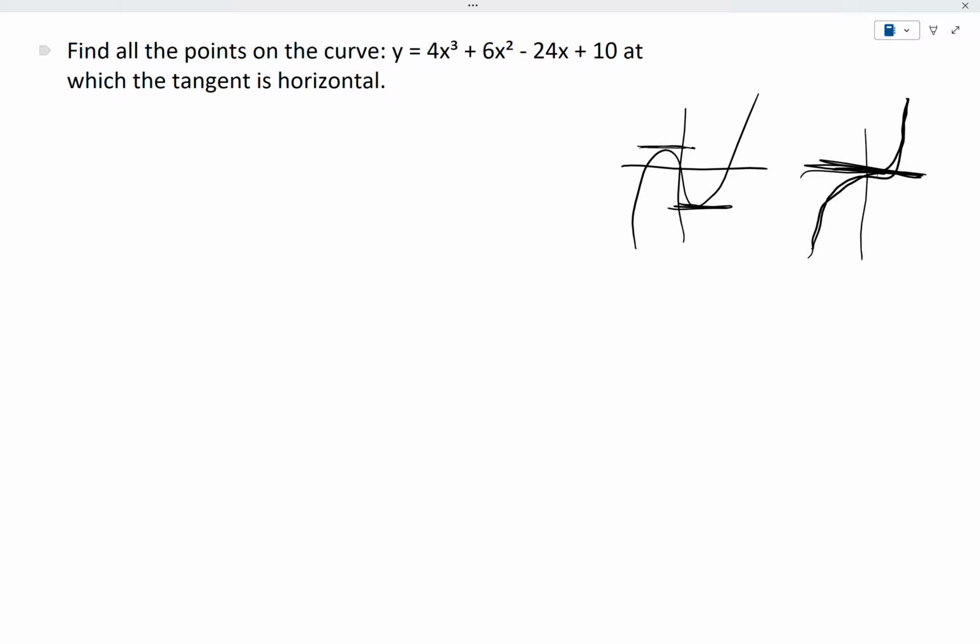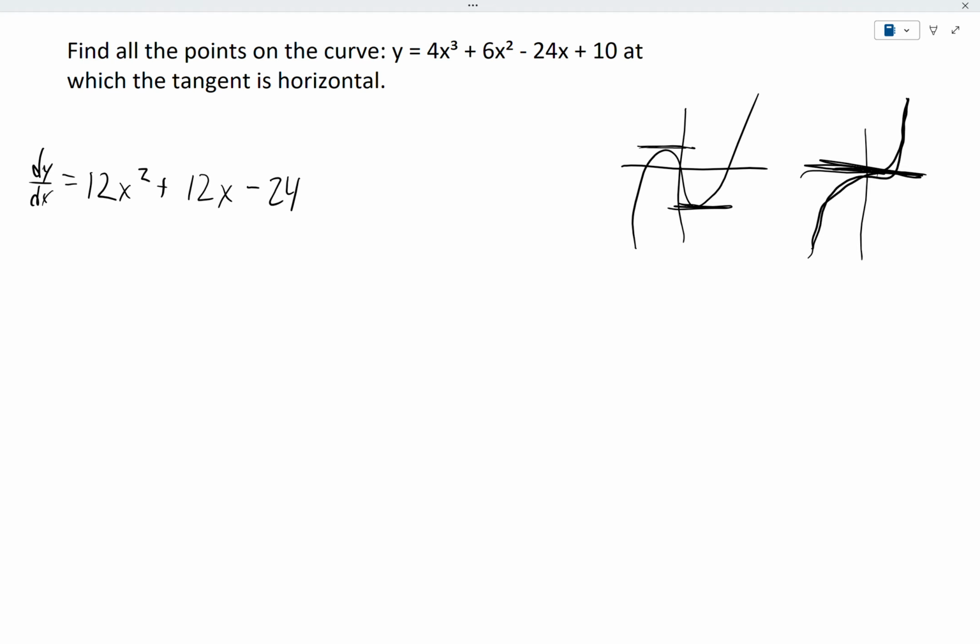I'm just going to use the power rule a bunch of times for each term. So for the first term, power out front, 1 smaller on the power, we get 12x squared. Next term, power out front, 1 smaller on the power, 12x. Next term, power out front, 1 smaller on the power, we get negative 24. And the last term is a constant, so the derivative is 0. So this is dy over dx.